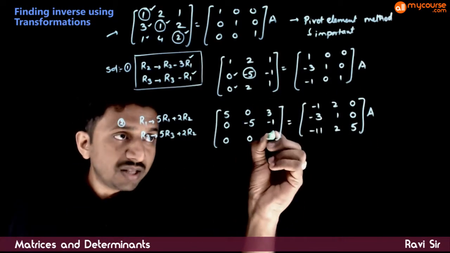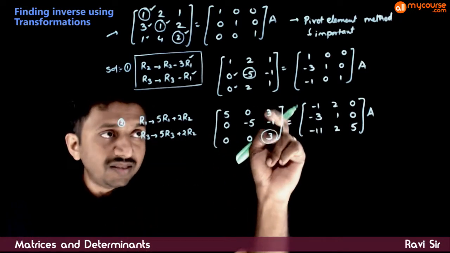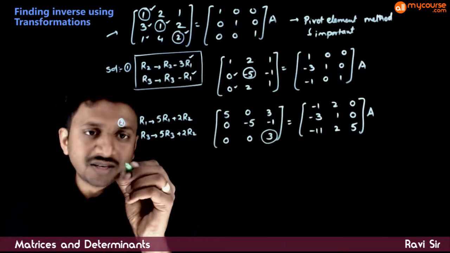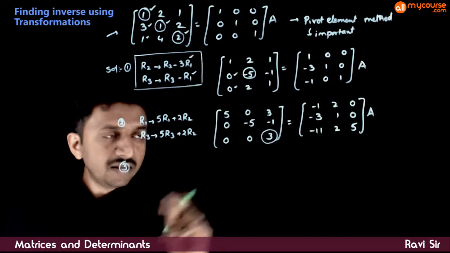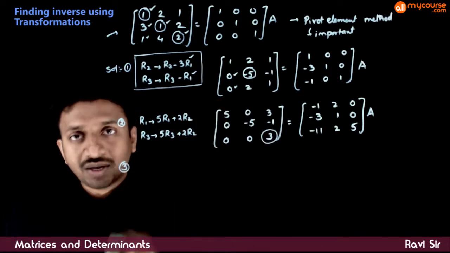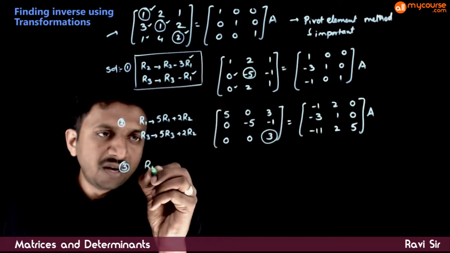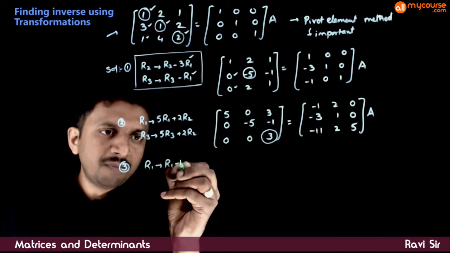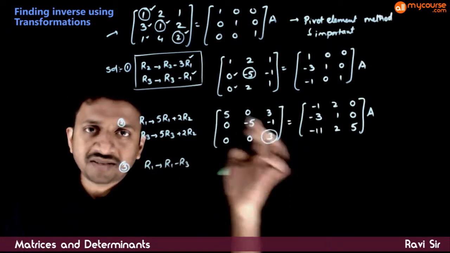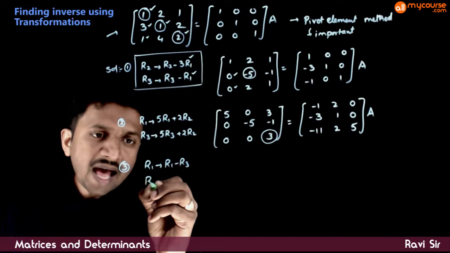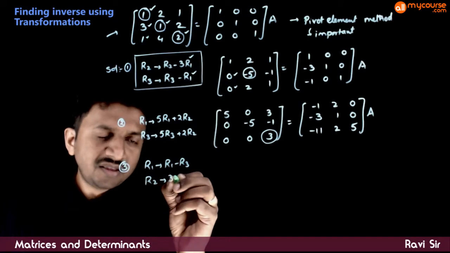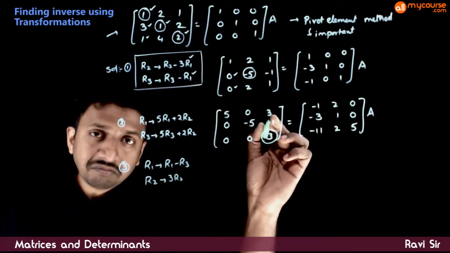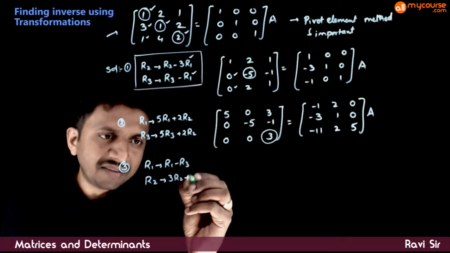Now let us use the third pivot element to make these two terms zeros. That's the third step. So using 3, how do you make these two zeros? R1 becomes R1 minus R3 directly. 3 minus 3 becomes 0. R2 becomes 3R2 plus R3.